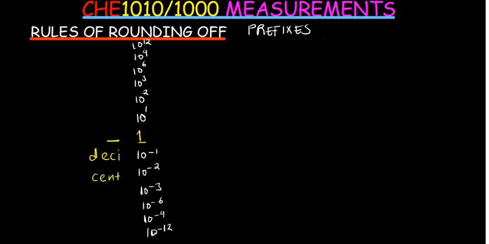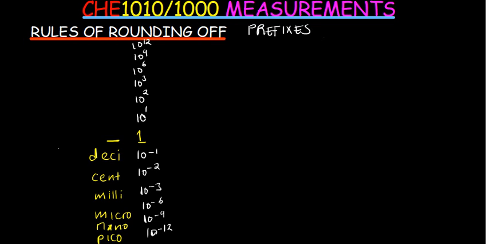And then 10 to the power negative 9 is called nano. 10 to the power negative 12 is called pico. So these ones we need to know them. Now they have symbols. For centi, we use small c. For milli, we use small m. For micro, we use mu. And then nano, we use small n. Pico, we use small p. So these we need to have them.